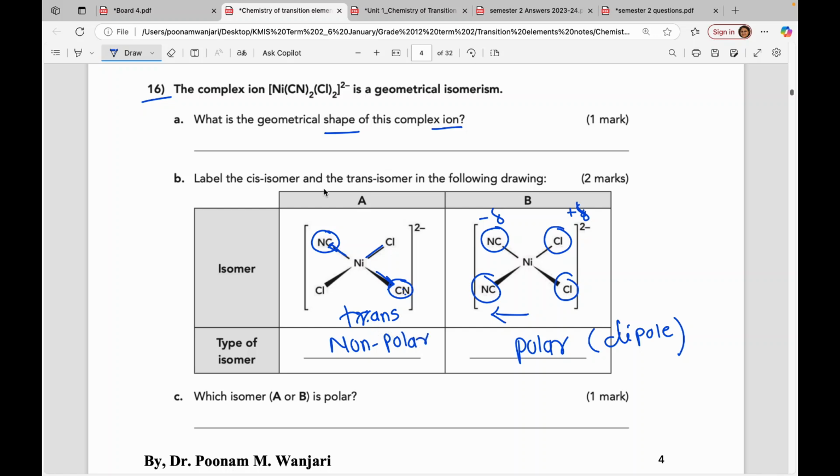So students, one thing you have to keep in mind, whenever you see this type of structure, you need to find out which is the cis isomer, and the cis isomer is polar in nature, and here our cis isomer is B. This is the reason B is polar, and the trans isomer is non-polar in nature. This is about question number 16.